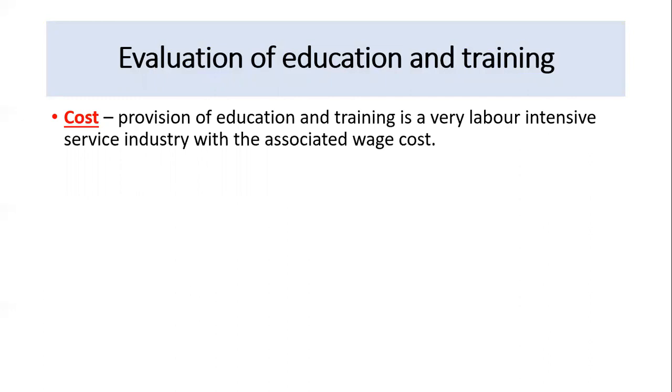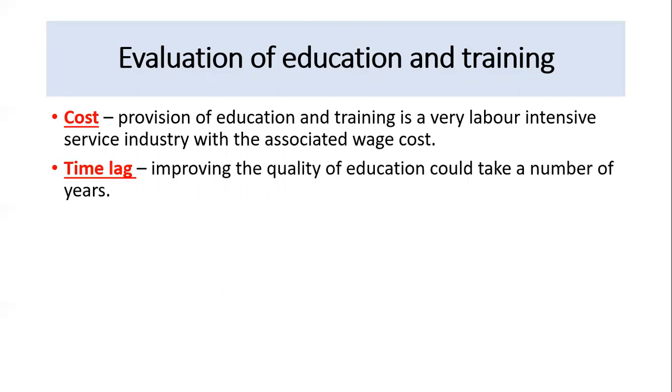First of all, it's a very costly supply side policy. Think about it, you're looking at roughly 60 to 70,000 to put you through state education from reception right up until the end of year 13. The provision of education and training is a very labour intensive service industry with the associated wage costs. Think of the amount of money that keeps the school running. The government gives every school millions every year to operate the efficient education for young people. The costs of education and training can be very, very expensive.